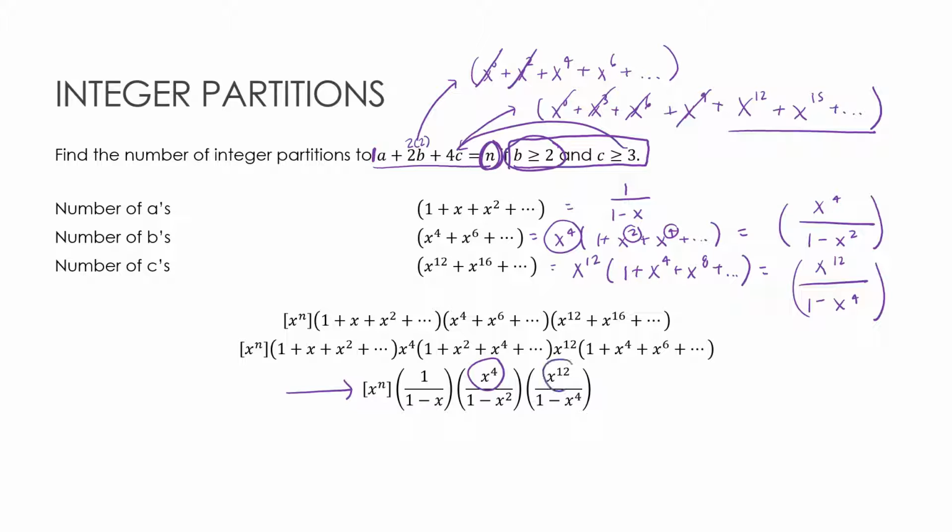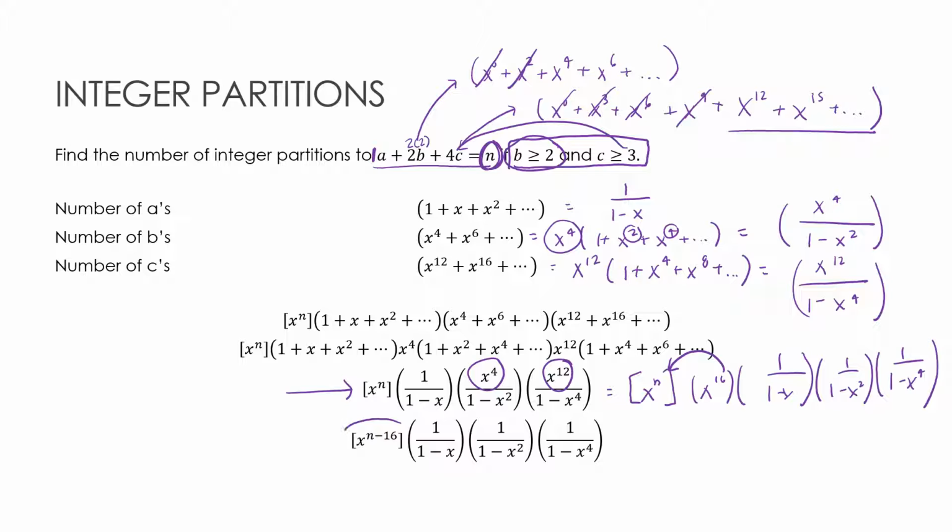Well, I've got 16 x's. So really, this is x to the n, and then I've got x to the 16th times 1 over 1 minus x, 1 over 1 minus x squared, 1 over 1 minus x to the 4th. Just as we did before, I'm going to smush those together and shift it back. So now I'm looking for x to the n minus 16 of all of this because I've shifted it by 16.